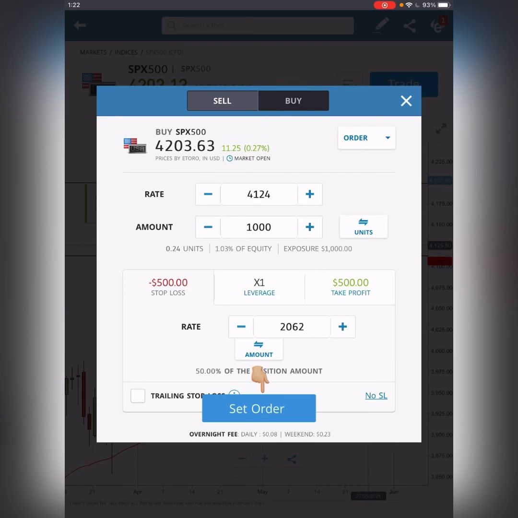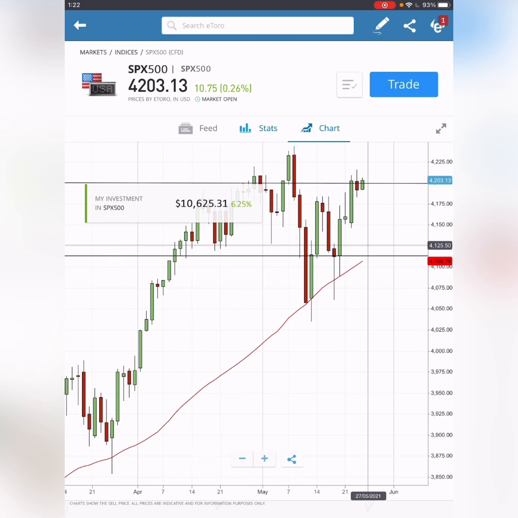When you set this order, once you click set order, it will automatically place your trade in the market. So when this price on the upper left side goes to 4124, then your trade will go to the market and it will open.